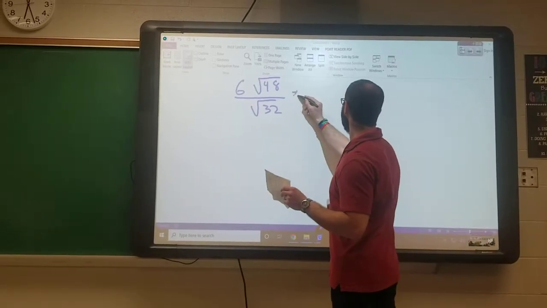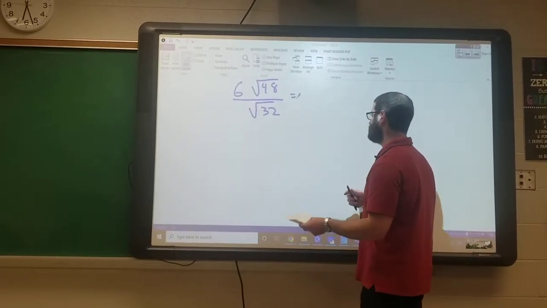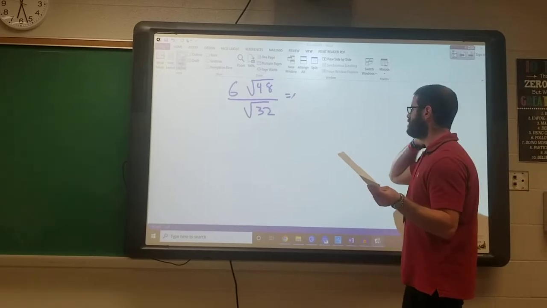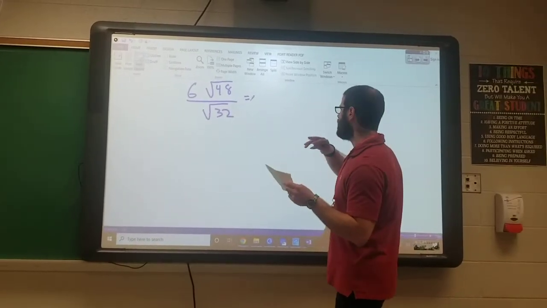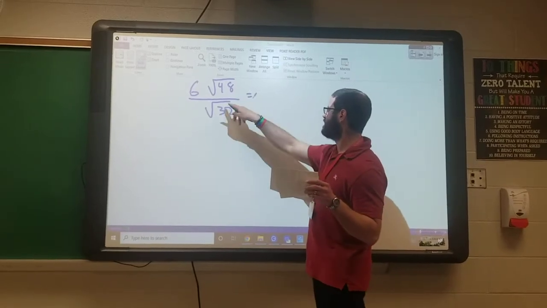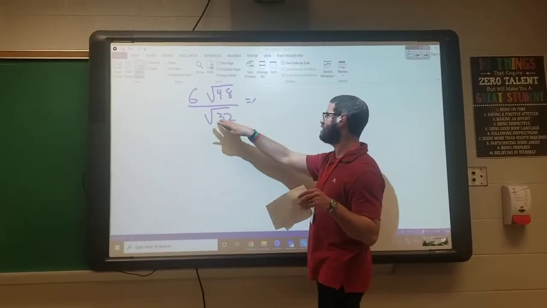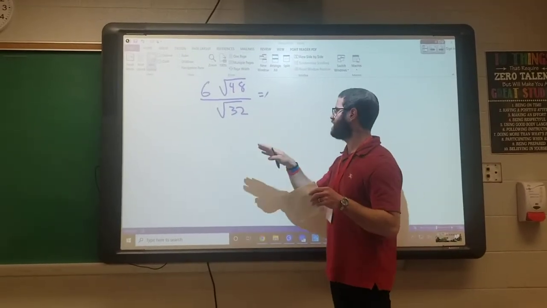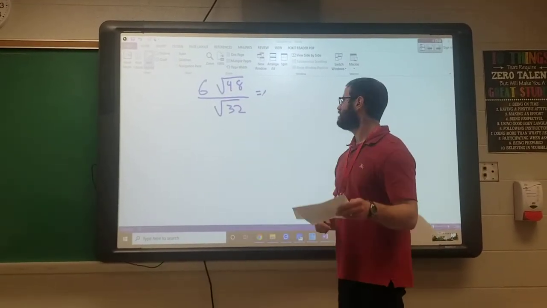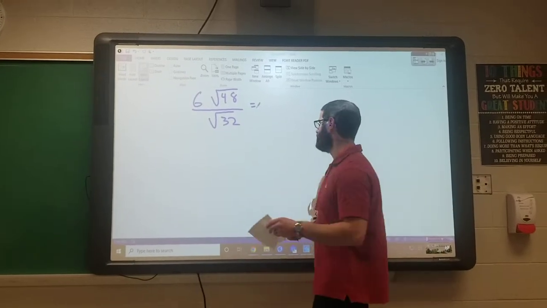What am I going to do here? First of all, you're saying we can't have a square root in the denominator. That is true. But what I want to do is actually simplify both the numerator and denominator by finding perfect squares to factor out and simplifying the square roots, so we can see if it makes it easier for us to simplify.